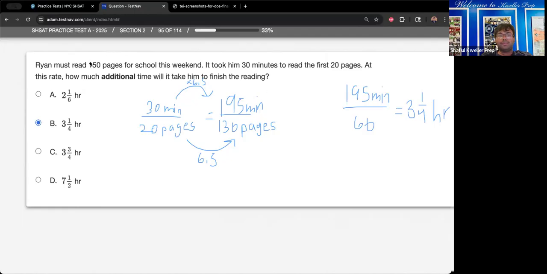Someone said it's 150 pages, but it says how much additional time. Again, pay attention to when it says the bolded thing. She already read the first 20 pages. How much additional time will it take her to finish the reading? So she has 130 pages left to read. So that's why I did that. Okay, let's go to the next one.